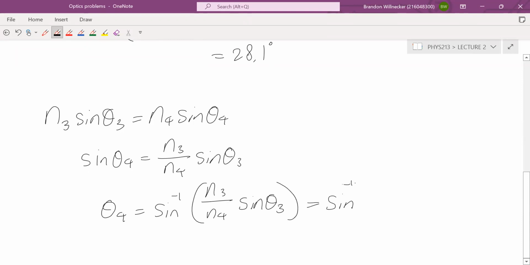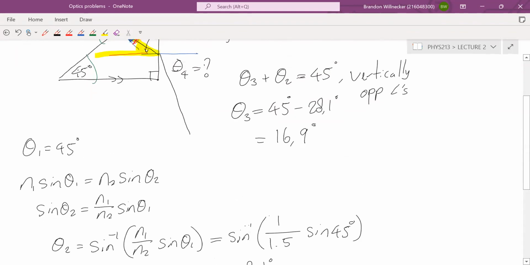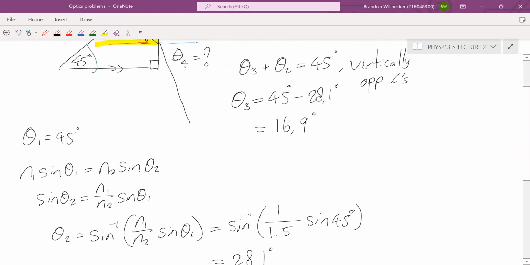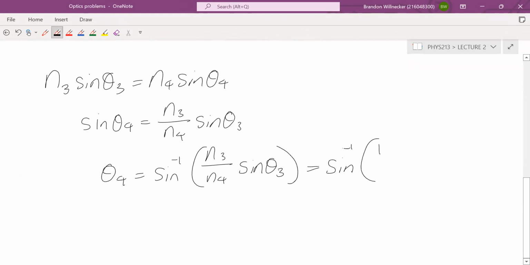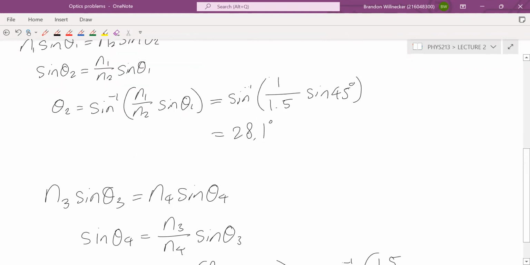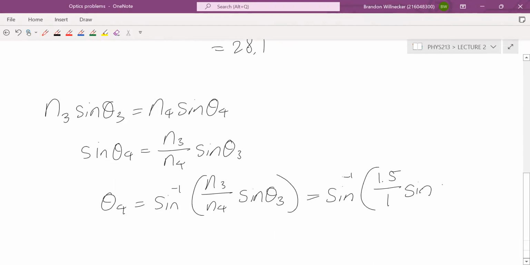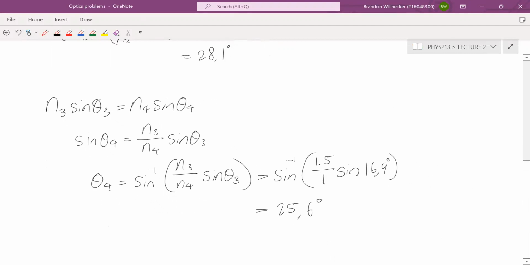So that's going to be the arcsine of N3. That is the index of refraction on the inside, so that's the one with glass. And N4 is on the outside, so that's air. So we're going to have 1.5 over 1, sine of theta 3, which we just worked out. That is 16,9. Put that in your calculator, and we get 25,6 degrees.